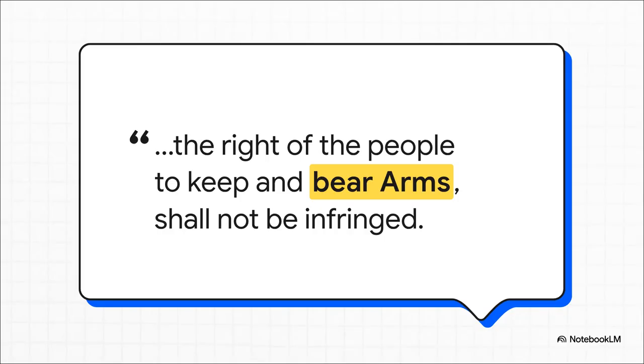Next up, we have the Second Amendment. And while the most famous phrase is, of course, the right of the people to keep and bear arms, the full text actually starts with a preamble, a well-regulated militia being necessary to the security of a free state. Now, the relationship between those two parts is really central to the ongoing and often heated debate about this right.